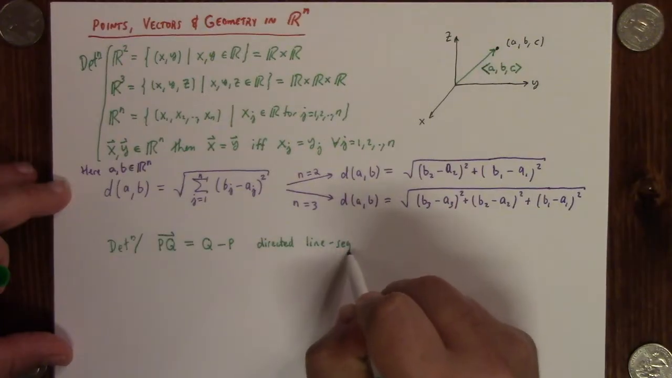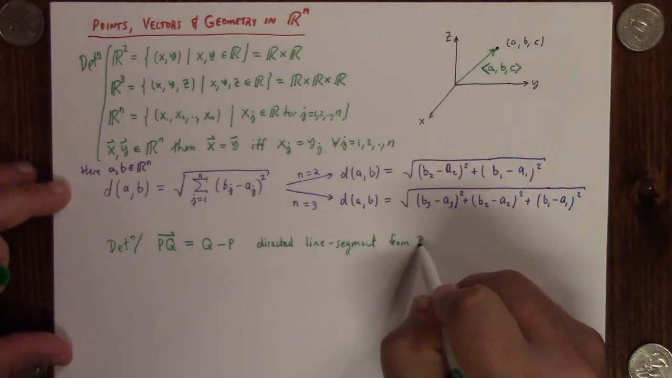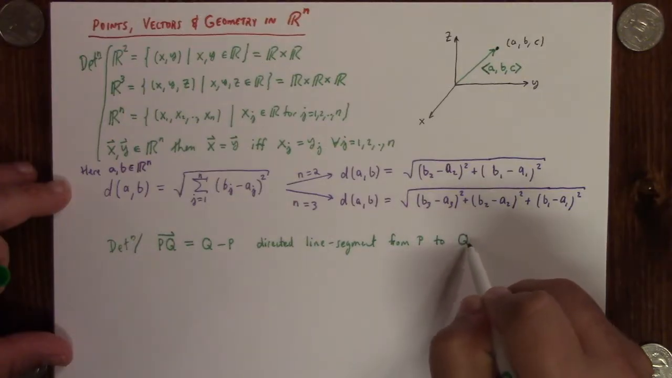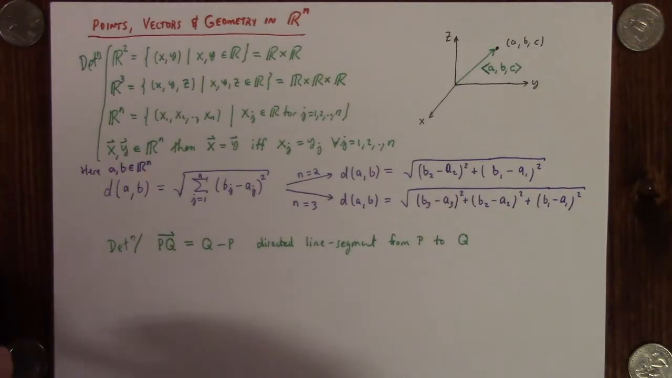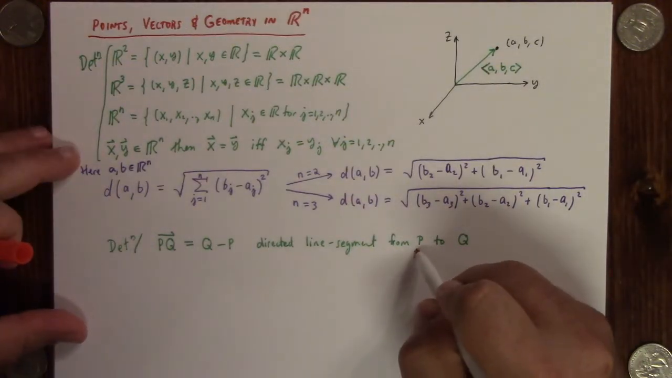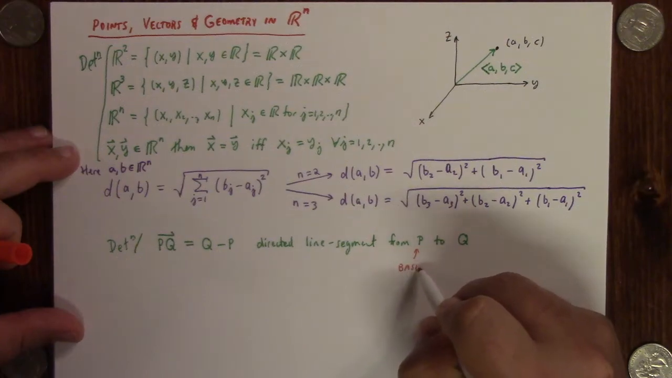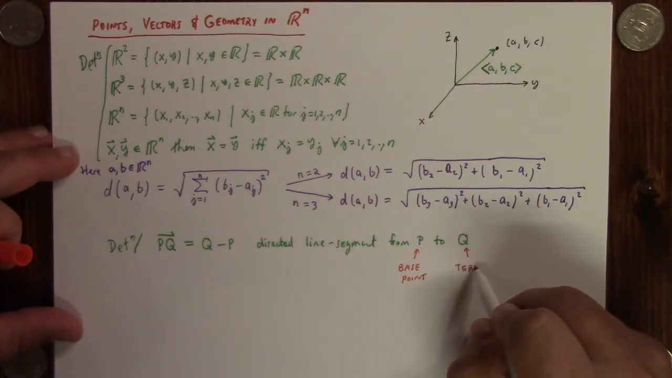Line segment from P to Q. P is the initial point, and Q is the terminal point. Sometimes P is called the base point, and Q is called the terminal point. Q is where the vector ends.